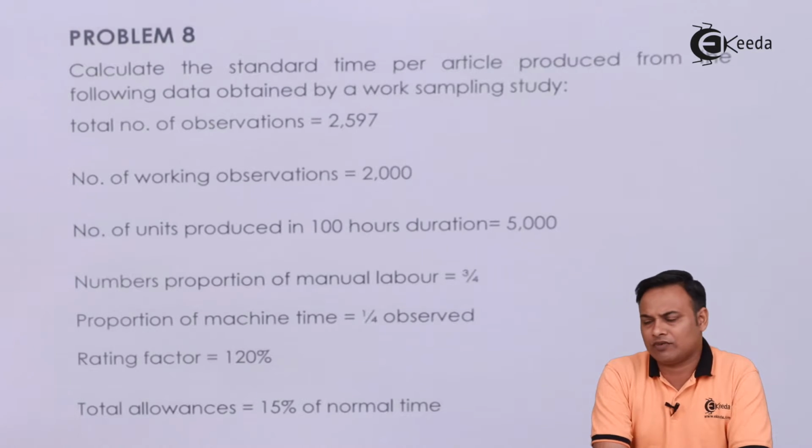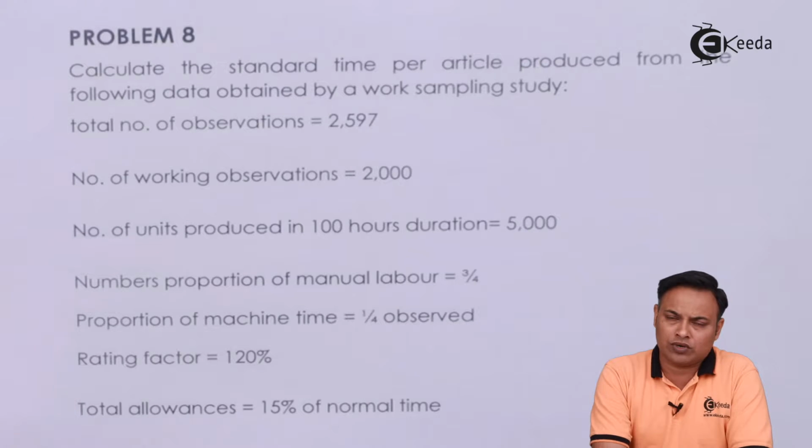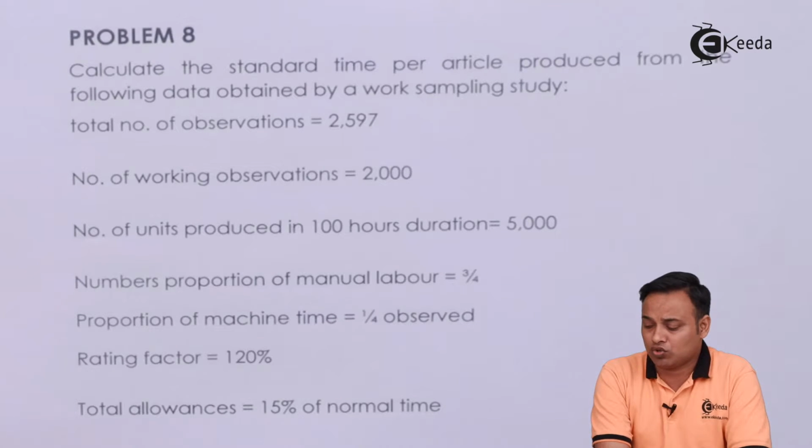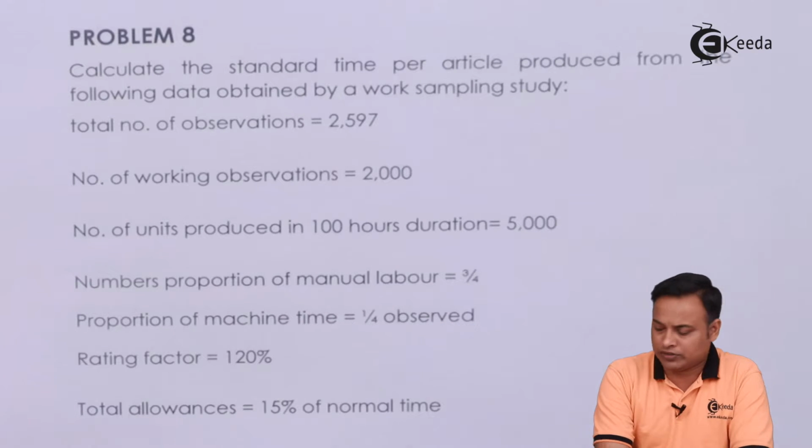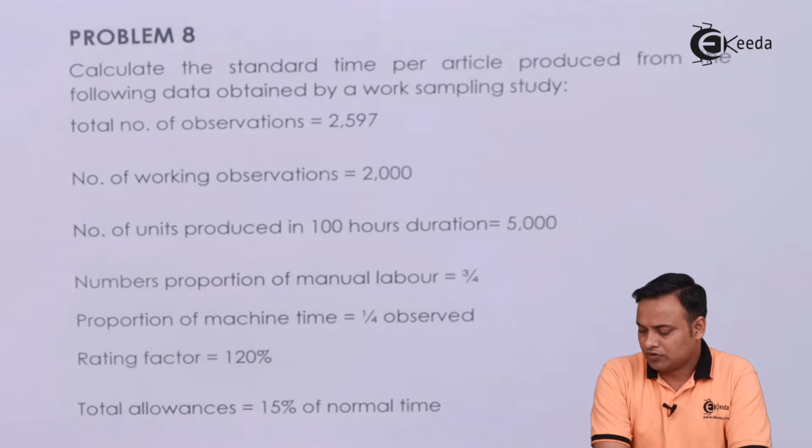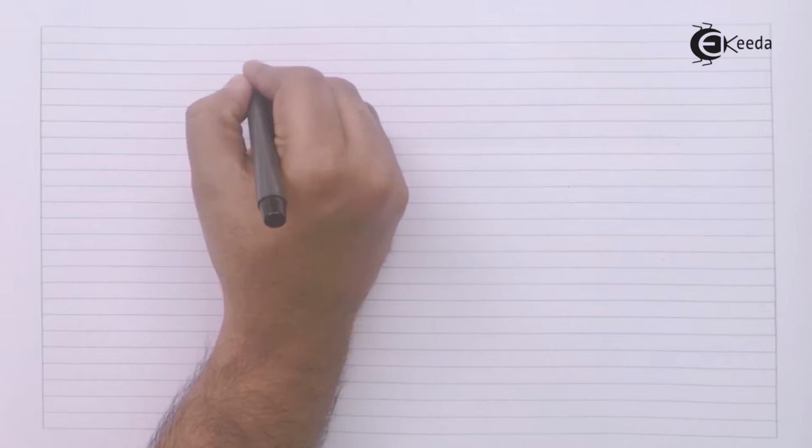So I am observing someone for 2597 times, out of which actually the productive time when the work is done by those people who are observed is 2000 times. And in those observations they worked for 100 hours and they had the production of 5000 units. So let's first try to elaborate this thing.